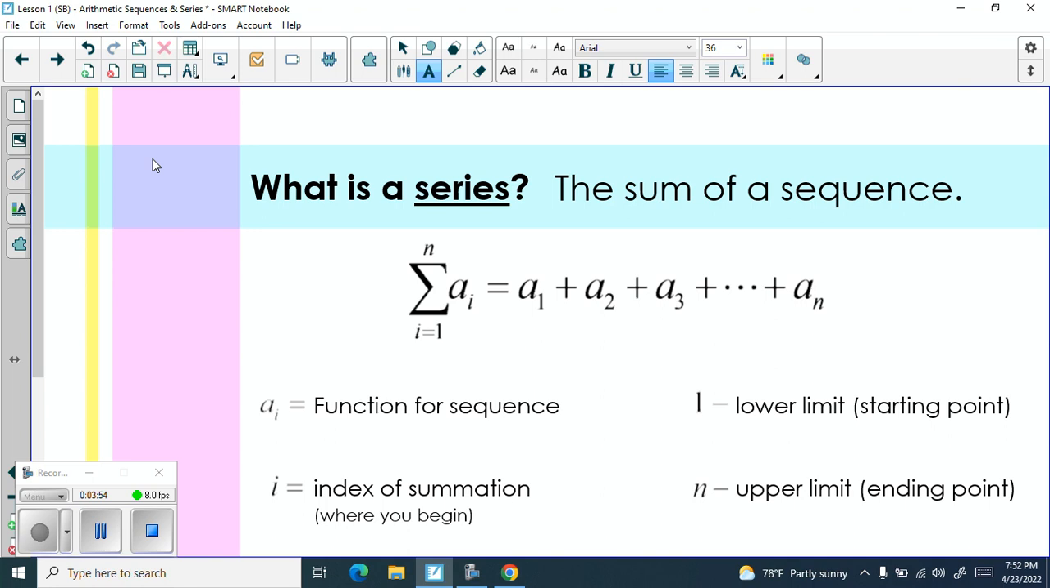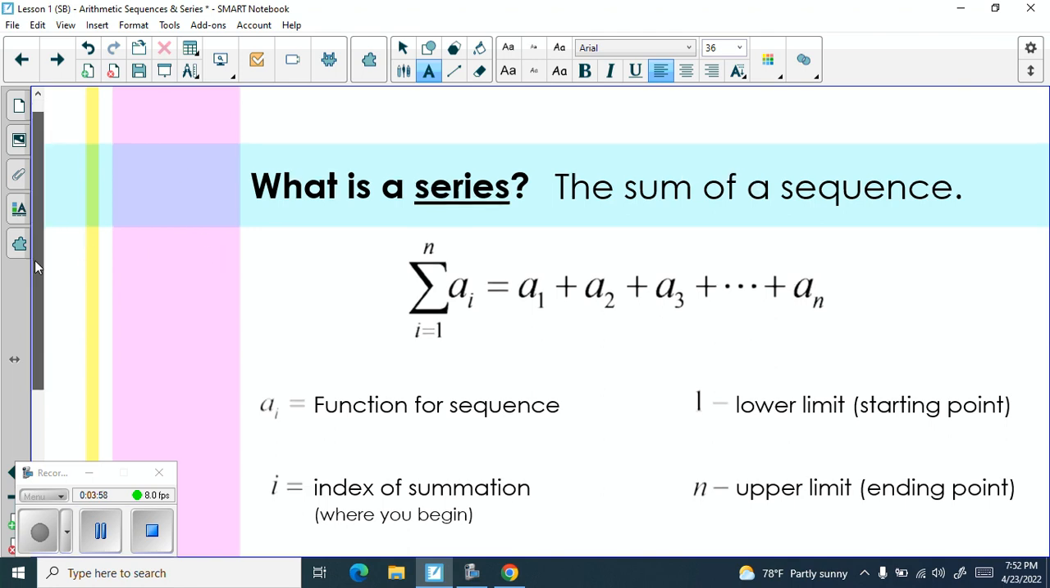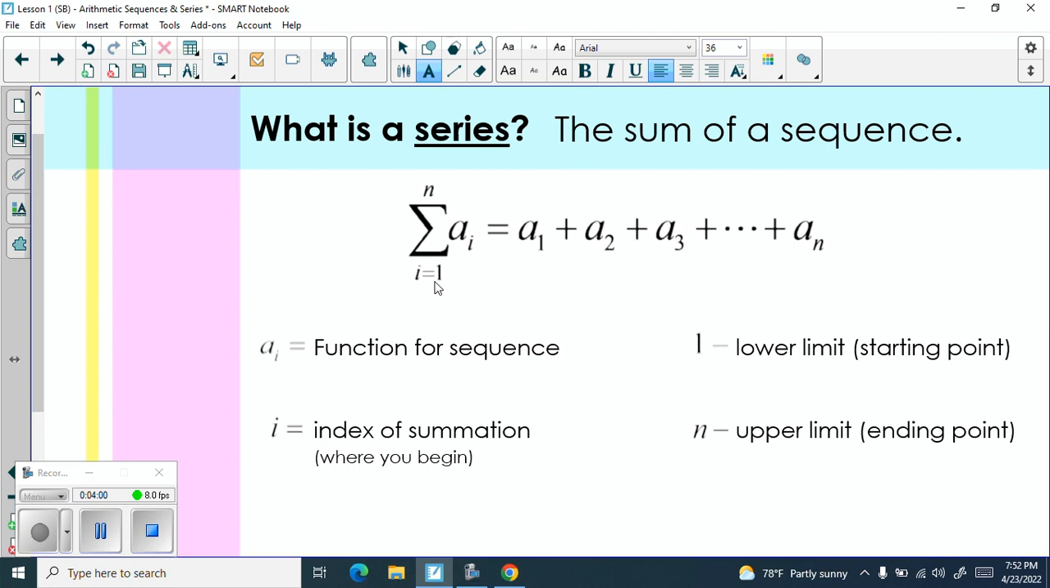So a series is the sum of a sequence. And right here we have an example of a series. This is a capital Greek letter called sigma. At the bottom tells you what you're starting with. So i is our index of summation, where you're beginning. n is where you're ending, so that's your upper limit. This is your lower limit. And then your function is going to be right here.